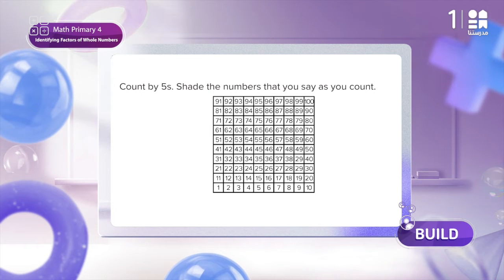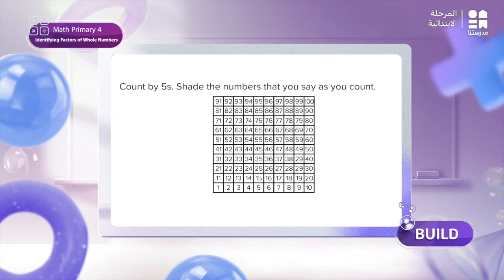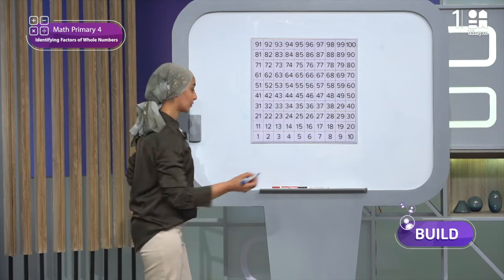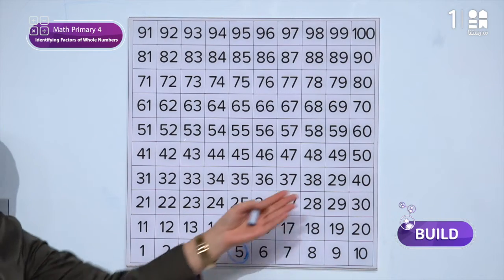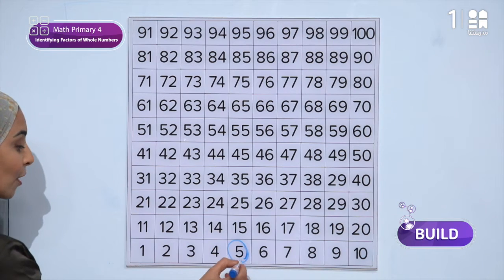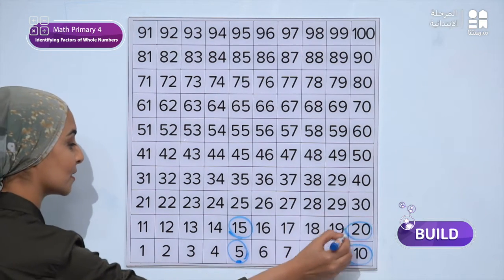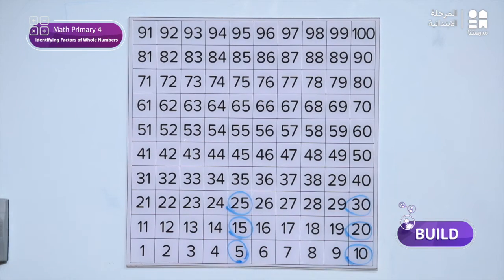But this time I will skip counting by 5 until I reach 50. تعالوا نعملها مع بعض. يلا. Now I will skip counting by 5 and not by 2. Skip counting by 5, so I will start with 5, right? تعالوا كده نبدأ ب 5. وبعدين skip counting by 5 يعني count 5. So I will start with 5, then 10 and 15, 20, 25, 30, 35 and so on.